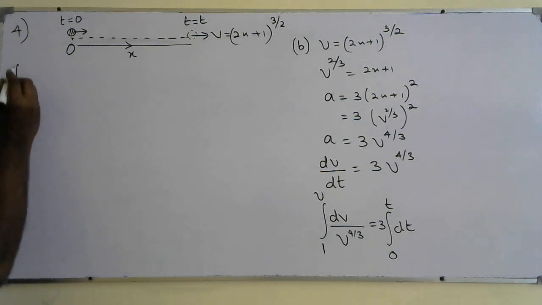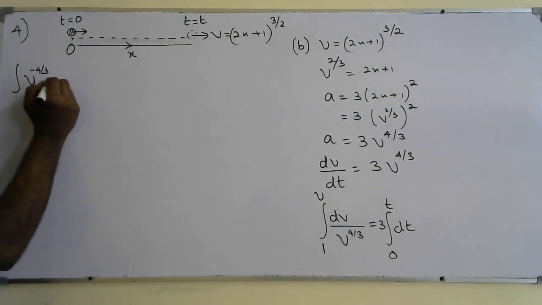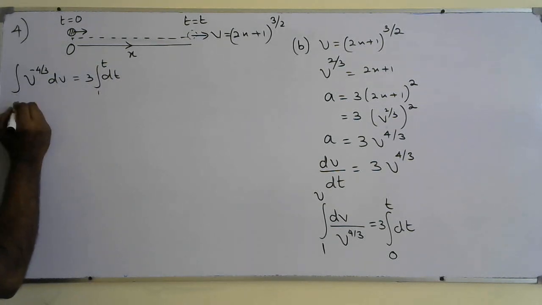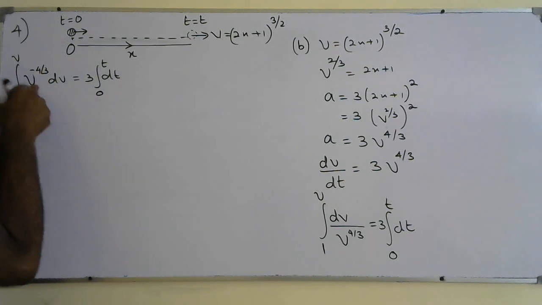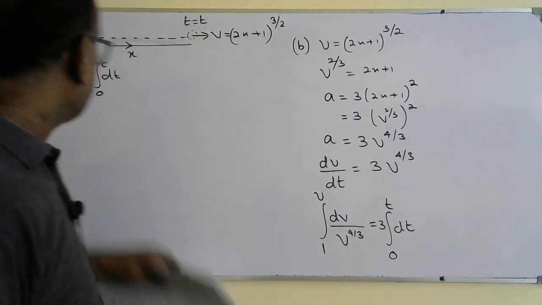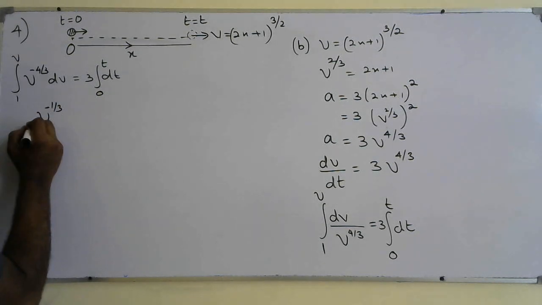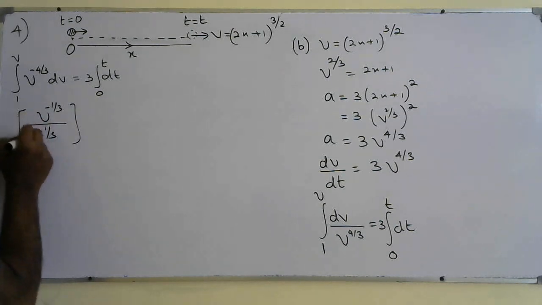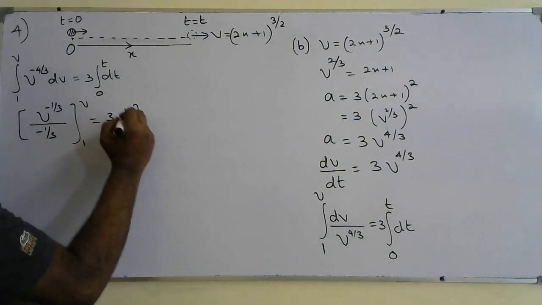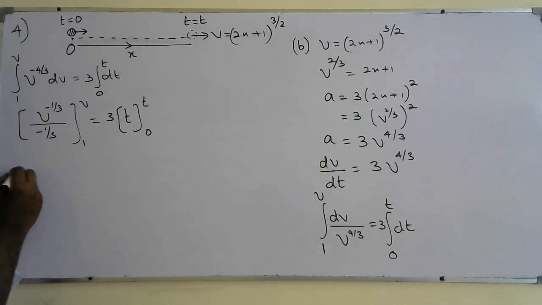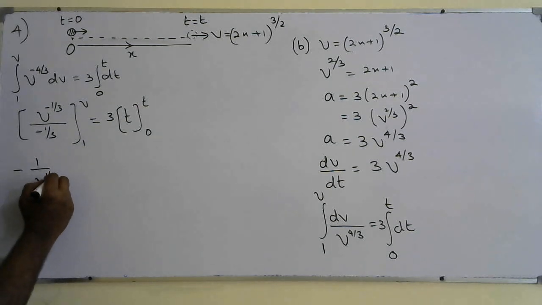So that's going to be the integral of v to the power minus 4 by 3 dv equals 3 times the integral of dt, with limits 1 to v on the left and 0 to t on the right. When you integrate v to the power minus 4 by 3, you have to add 1 to the index. So it becomes minus 4 by 3 plus 1, v to the power minus 1/3. So it's going to be v to the power minus 1/3 over minus 1/3, with limits 1 to v, equal to 3t, with limits 0 to t. Okay, solve it. You will get minus 1/3, the 3 will go up, so that 3 and this 3 will get cancelled.